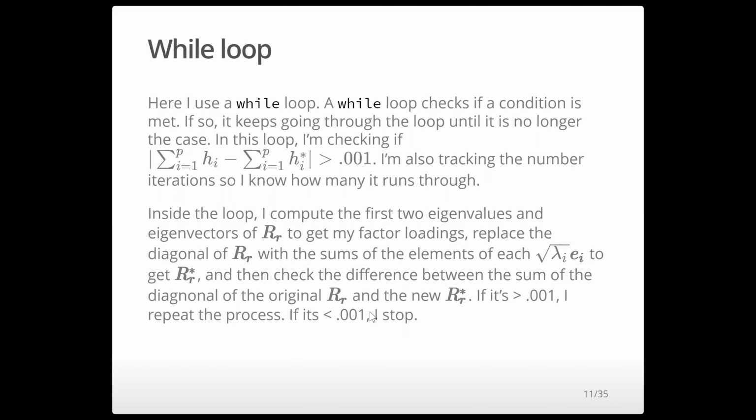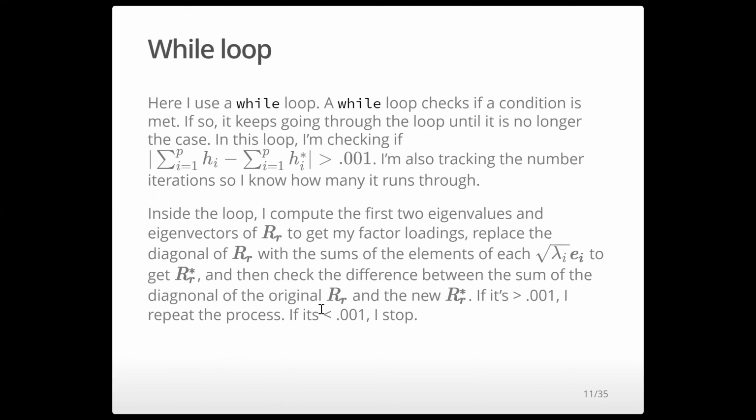Then I'm going to use a while loop. So this might be new for some of you if you've never seen a while loop. What it does is it keeps looping through different iterations of the loop until a certain condition is met. So in this case, it's going to keep going through the loop, and then it's going to check whether the difference between the old and new communalities is still above 0.001. And if it is, it's going to go through it again. Once it is less than 0.001, it's going to stop. And I'm also going to track the number of iterations just so I know how many times it goes through the loop.